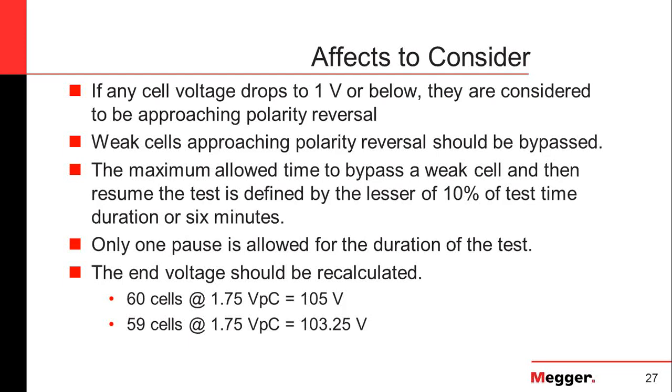The other thing to note is you're only allowed 1 pause during the test. So if you stopped it halfway, bypassed a few cells, and then 3/4 of the way into the test you have some more cells you need to bypass, well then that's a non-passing test. You're not allowed to pause more than once. The important thing is that once you bypass a cell, you then need to recalculate your stop condition of the voltage. For example, if I started with 60 cells, with a stop end voltage of 105 volts, now 59 cells is going to be 103.25.